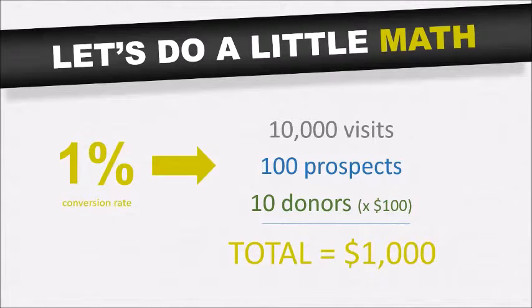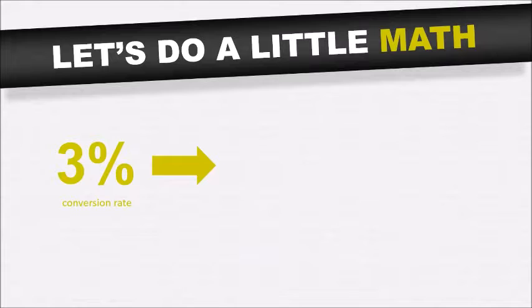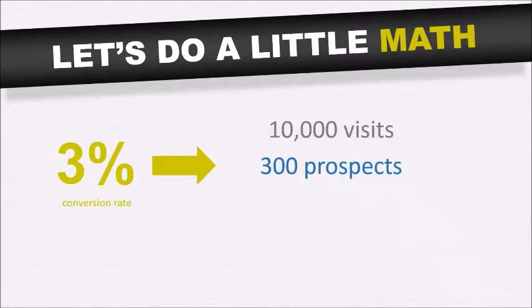Now, let's say we move up to a 3% conversion rate. 10,000 visitors at a 3% conversion rate means you'll get 300 prospects. Out of those prospects, you'll get 30 donors with an average gift of $100. That brings your total to $3,000.